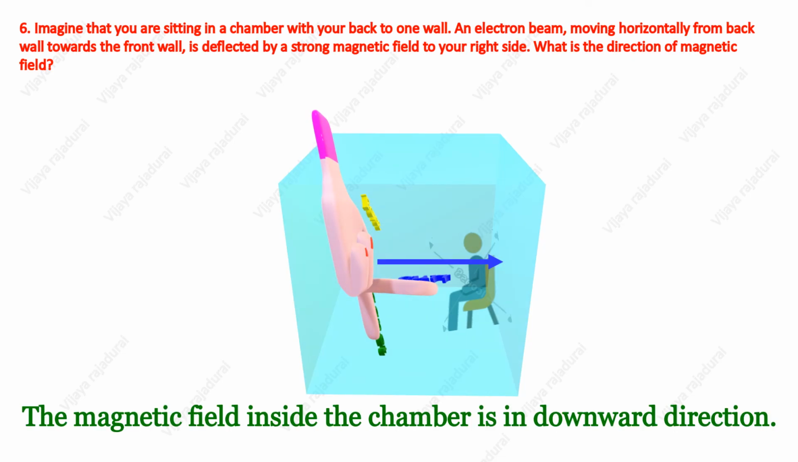So the answer is: the magnetic field inside the chamber is in the downward direction.